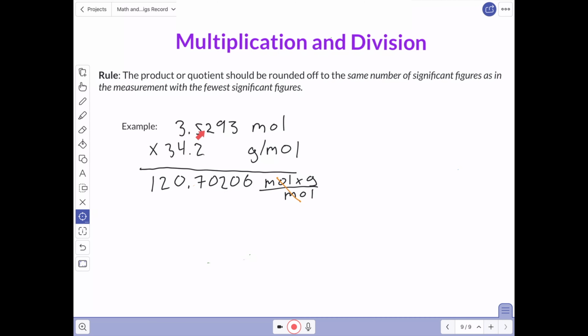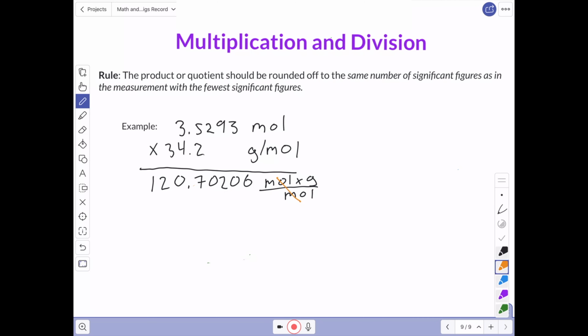Let's count these. All of these are non-zero numbers. That's rule number 1. So there are 1, 2, 3, 4, 5 significant digits in this measurement. How about this one? All non-zero. 1, 2, and 3. That means this should be rounded off to 3 significant digits. So, this measurement here should only have 3 significant digits.